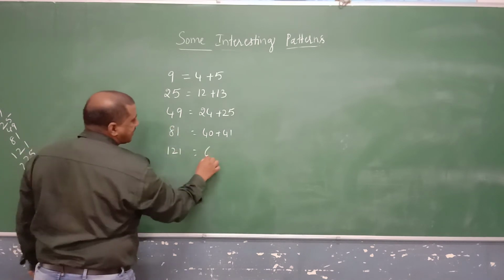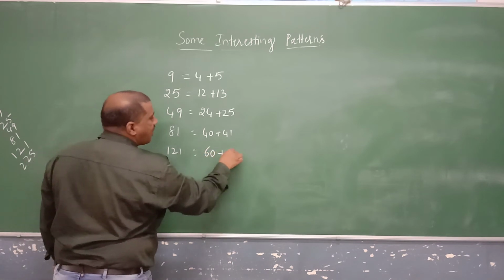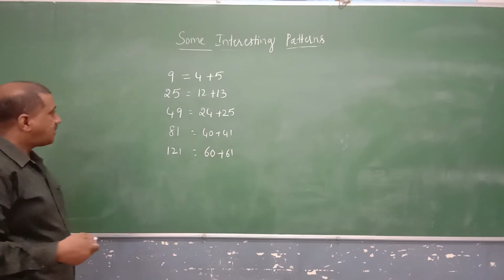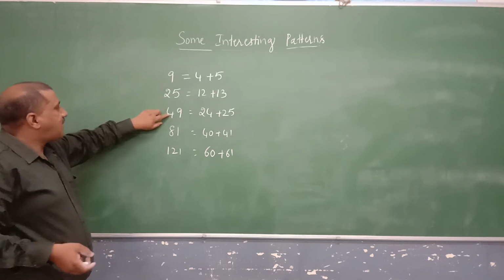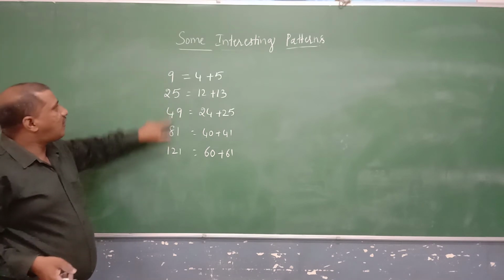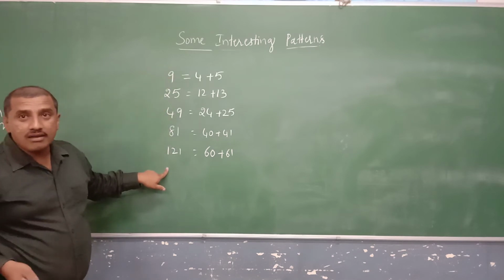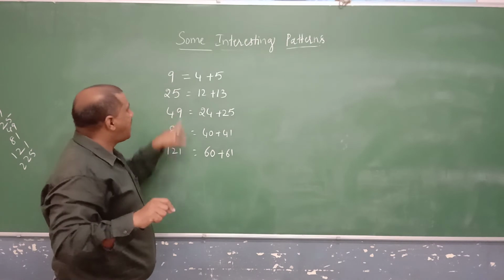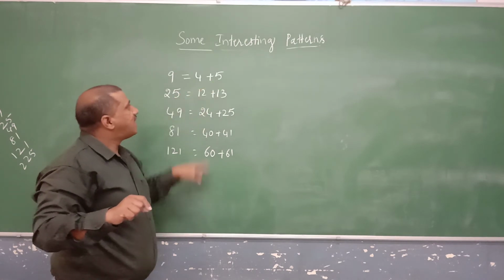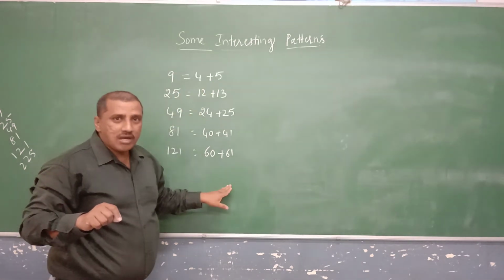121 can be written as 60 plus 61. And like this we can write. So if you observe here 9, 25, 49, 81, 121, what are all these? Odd perfect square numbers, odd numbers. So odd perfect square numbers can be written as the sum of two consecutive numbers.